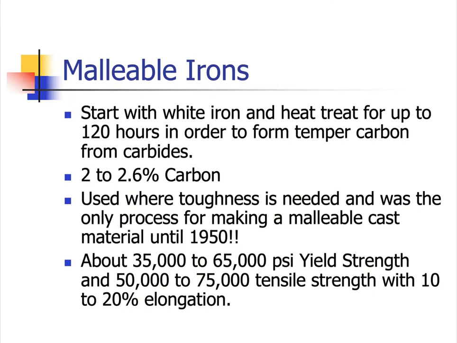So what is it used for? Oh, how do we do it, I mean? So what we do is we take our white iron, we put it in a furnace. So usually they had these big ceramic boxes. They would put the castings in there and then fill them with sand just to keep things from warping around and oxidizing. They would put it in the furnace for 120 hours at, I don't know, somewhere around 1500 degrees Fahrenheit. And then what would happen is those carbides would break down and they would make little nodules of graphite.